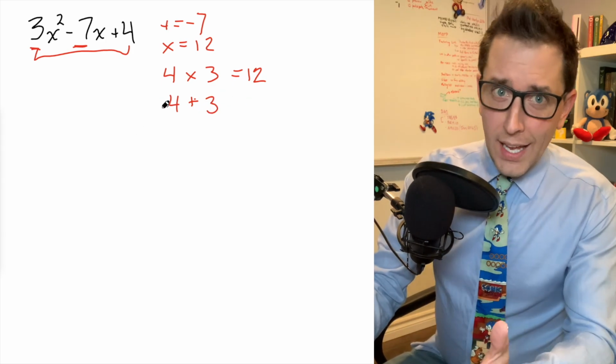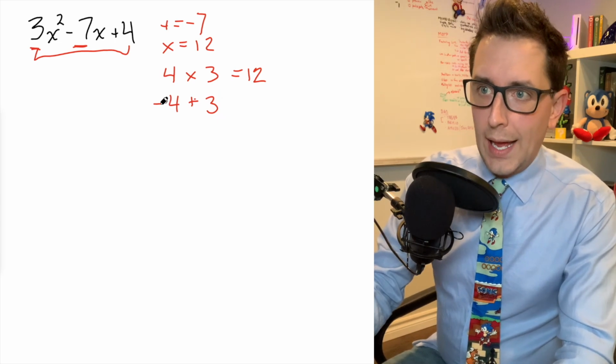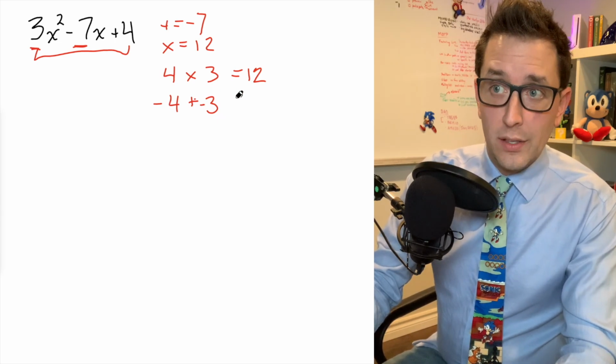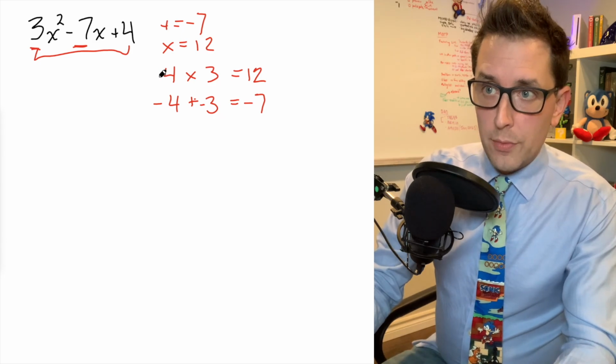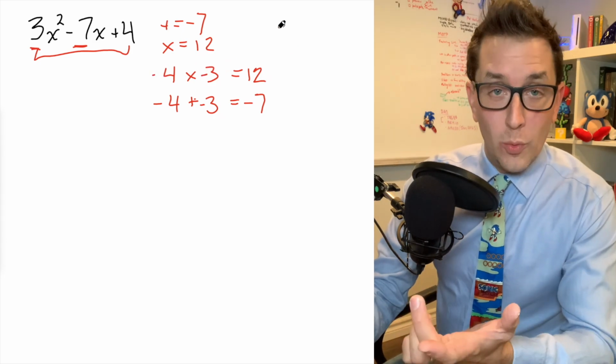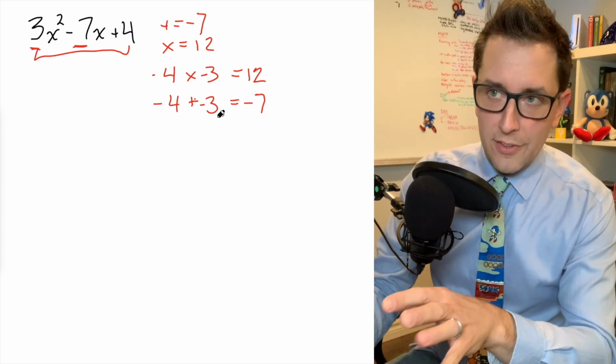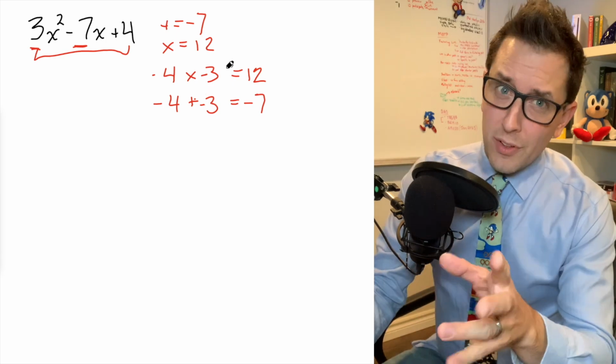So in order to get -7, I can make both of these numbers negative. I can take -4 and I can add -3, and that's going to give me -7. And when I make 4 and 3 negative, I also get positive 12. So the two numbers that I want to work with in this case are -4 and -3. Okay, the hardest part of this factoring strategy is that part right there. With a little bit of practice, you'll get it.